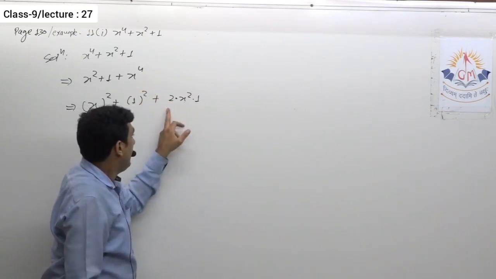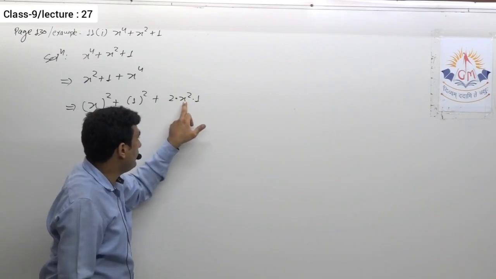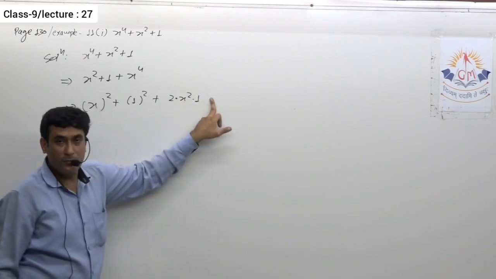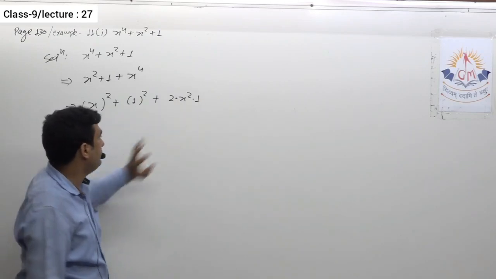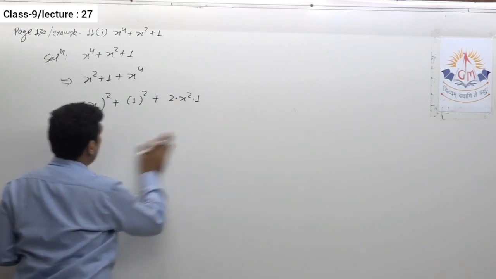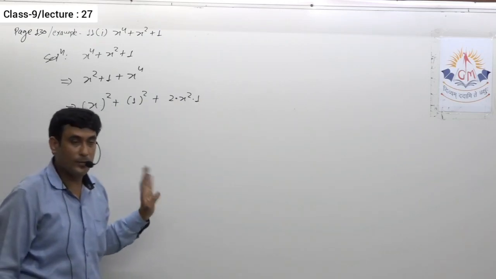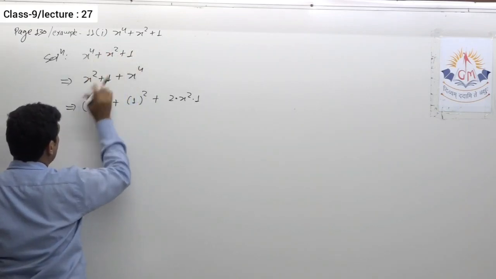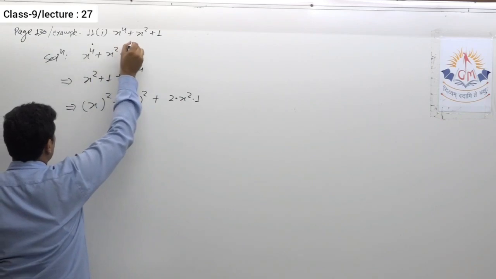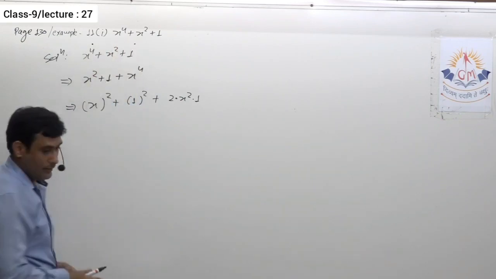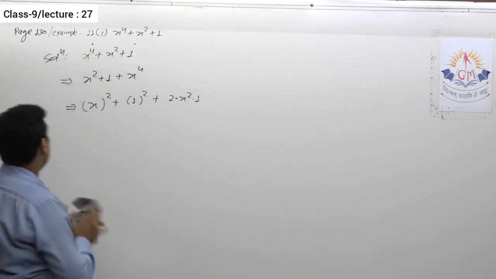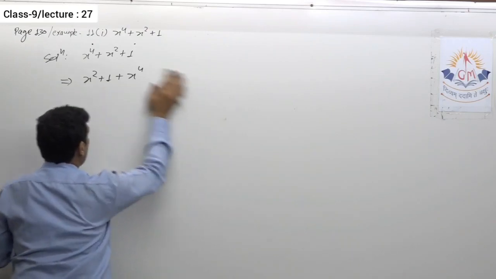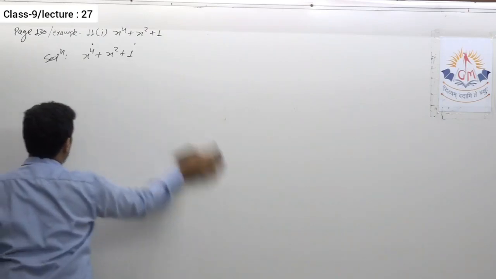See, if I include this as the third term, then I have to subtract this again, but still it won't be in the form of the identity of a plus b whole square. That means this selection is again incorrect. Now if I take this as a square and this as b square, then let us see what happens. You will get very few questions of this type in which all three terms are complete squares.